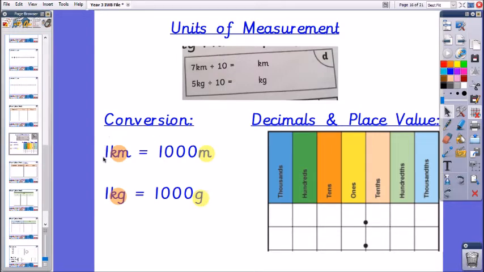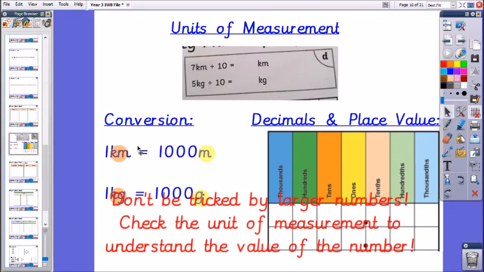Can you spot a pattern here between these two units of measurement? Yeah, we can see that 1 kilometre and 1 kilogram both equal the same as 1,000 metres and 1,000 grams. There's a similarity between the numbers here. It's also interesting because you might think that because this number is larger, 1,000, that means that this is the bigger one, but that's completely incorrect. Because this equals sign lets us know that both sides of the equation are the same.